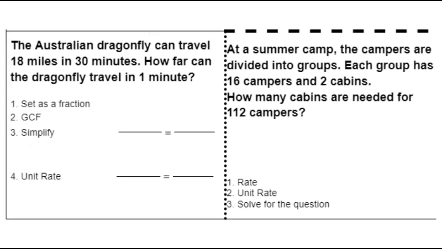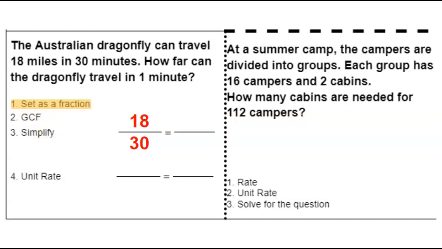Our next tab, multi-step problem solving. The Australian dragonfly can travel 18 miles in 30 minutes. How far can the dragonfly travel in 1 minute? So first we need to set it up as a fraction. Our fraction is 18 miles per 30 minutes. Now, we're not going to travel minutes per mile. We're going to travel miles per minute. It's always distance over time.